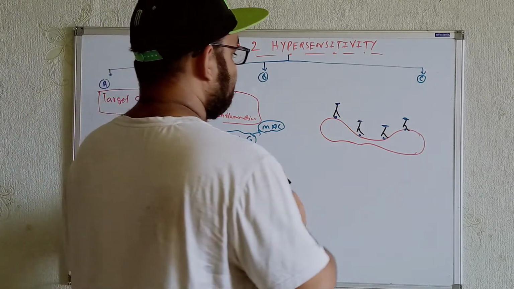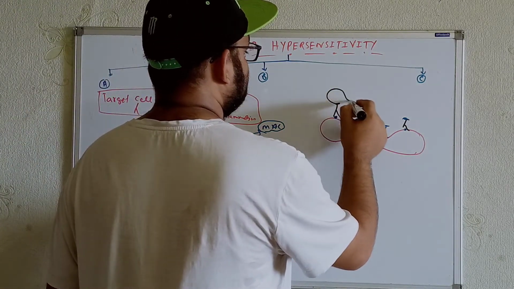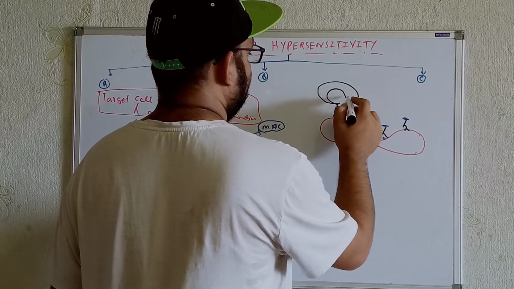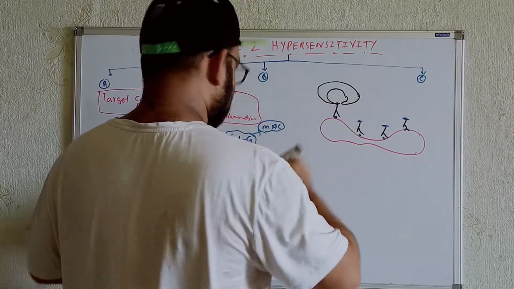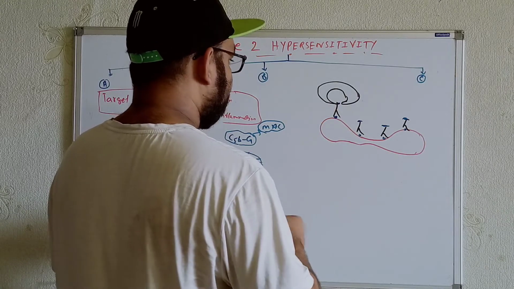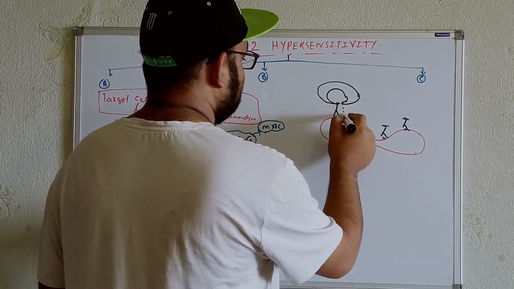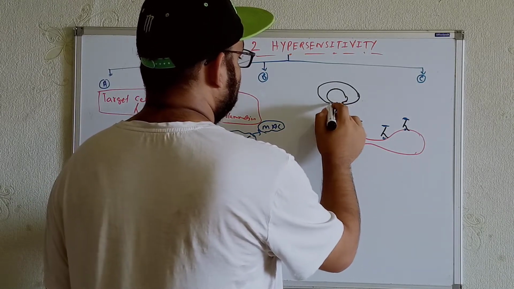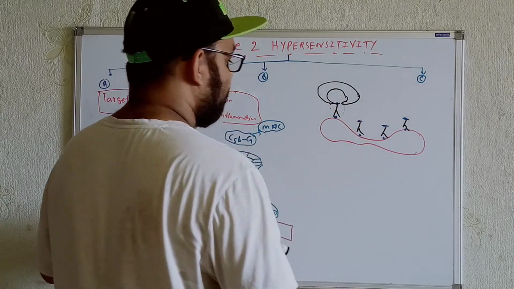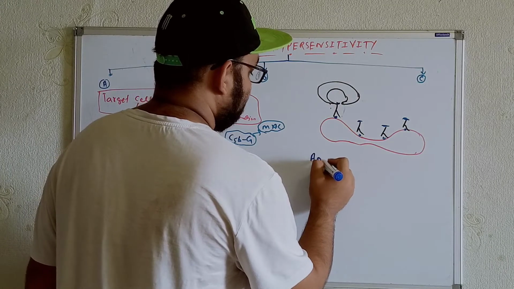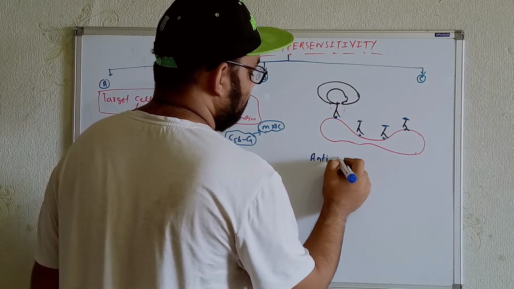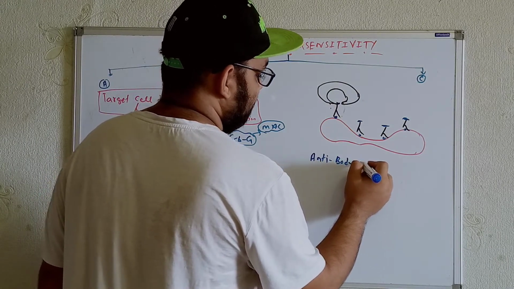So there will be some types of cells that will come in contact with these things, because these cells have this type of receptors. Now these cells come over here, and that will cause the lysis of these cells. We can see what type of thing we get over here. That is known as antibody-dependent.